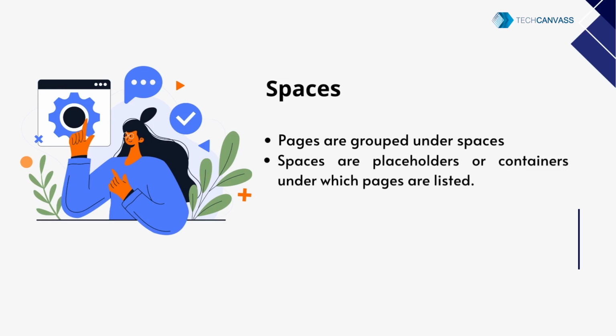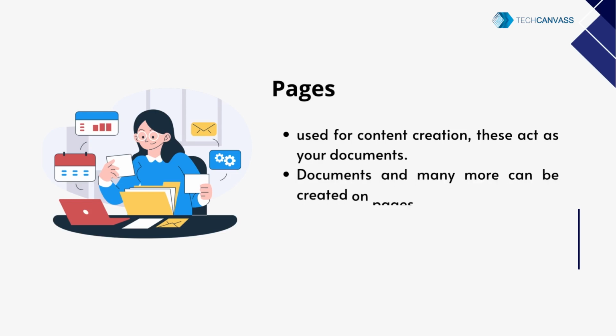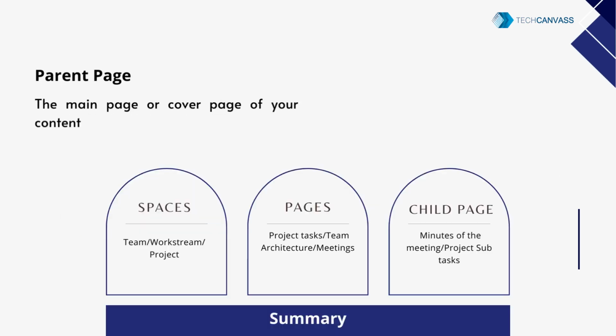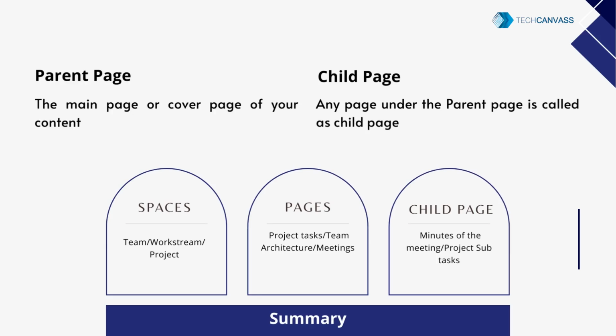Now, what are pages? Pages are used for creating content. You can use pages to create project plans, gather requirements, track requirements, and many more. Now, in the next slide, we will be looking at parent page and child page. What is a parent page? Parent page is the main page or the cover page of your content. And what is the child page then? Child pages are created under the parent page. Any page created under the parent page is called its child page. Isn't that simple? So to summarize, child pages fall under pages and pages fall under spaces. I hope you are with me till here.